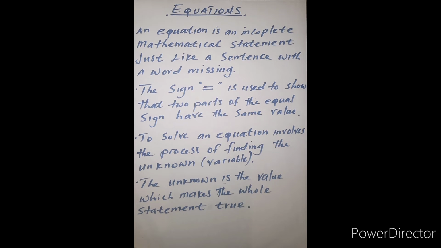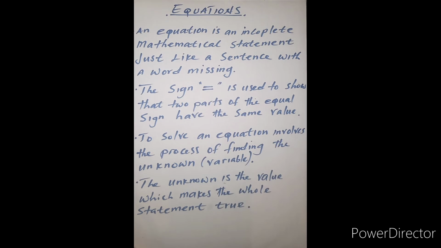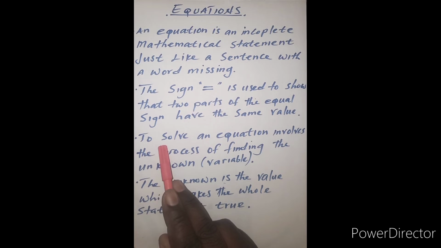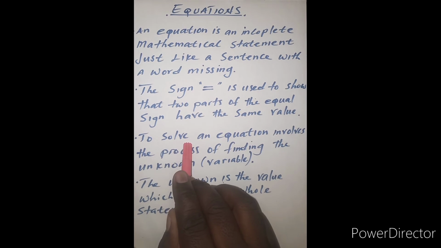So the process of finding the missing part of the mathematical statement called an equation is what we call solving. So to solve an equation involves the process of finding the unknown or the variable or that missing part. When you work out an equation and you're trying to figure out what is missing that is going to make this statement complete, then you are solving the equation.